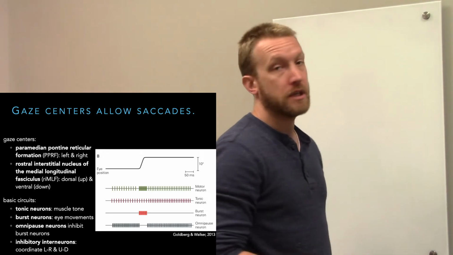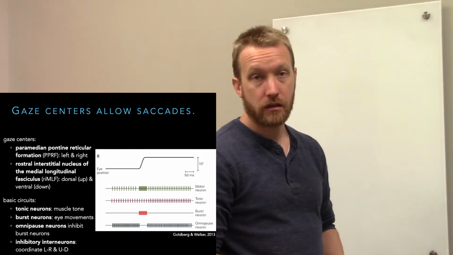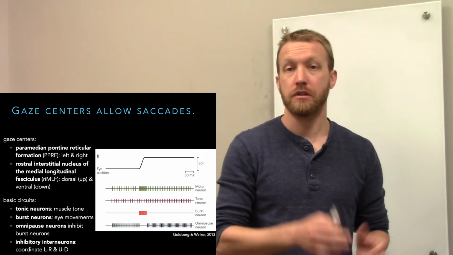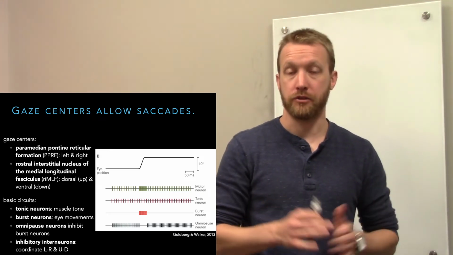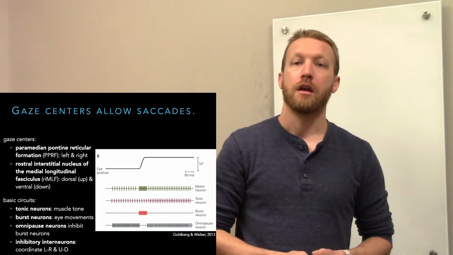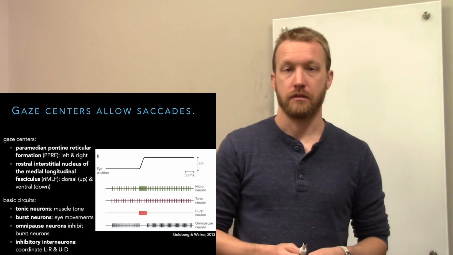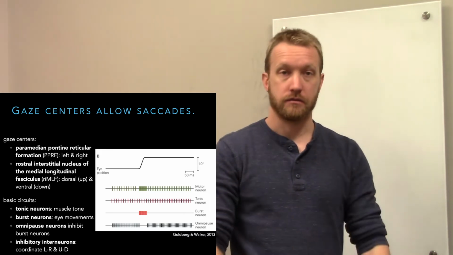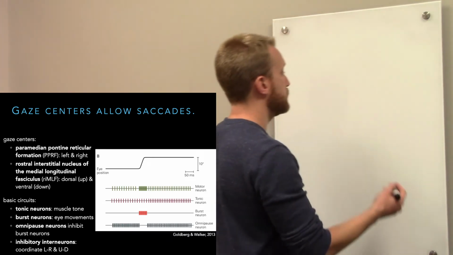Then there are also inhibitory neurons connecting the different gaze centers, left, right, up, down. So you only look left, not right. You can't do both at the same time. You can indeed converge the eyes, but that's not through gaze centers. That goes outside of there. Those are not saccades. That's just a vergence movement.